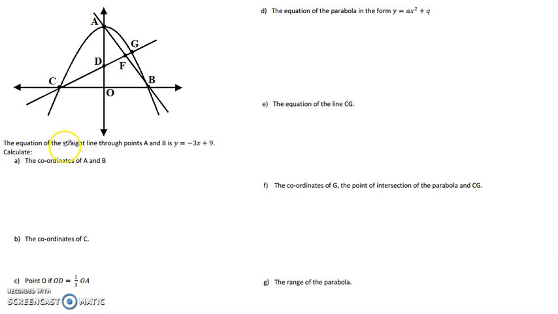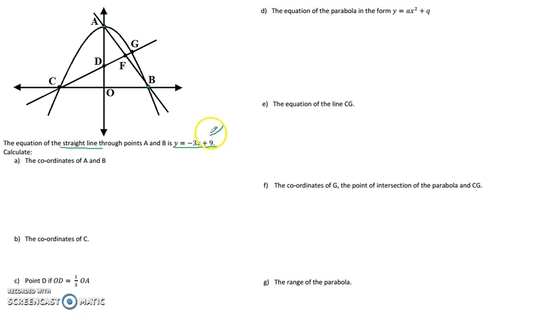The equation of the straight line through the points A and B is y equals negative 3x plus 9. So we're talking about this point and this point over here. And there's the straight line. This is the formula. We need to determine the coordinates of A and B.